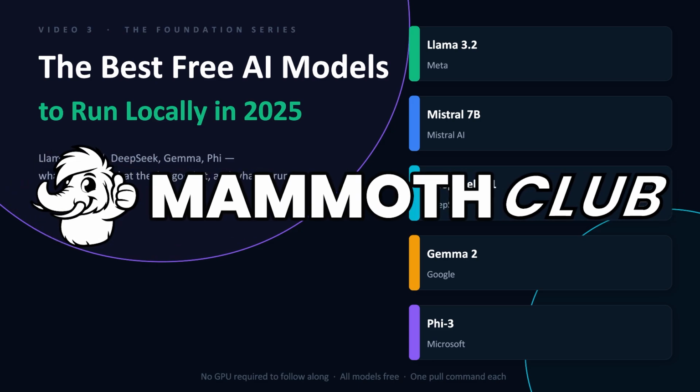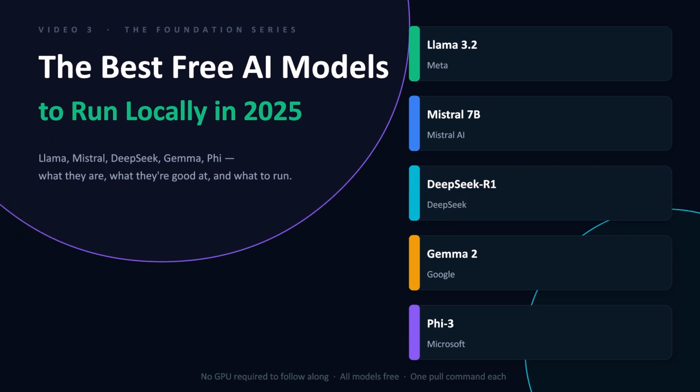Video 3. So now you have Ollama installed, you've pulled a model and had your first conversation. Now comes the question I get asked more than anything else. Which model should I actually be running? There are hundreds of models available, and most tutorials either ignore the question or give you a generic answer that doesn't help. Today we're going to fix that. 5 models, what they are, what they're actually good at, and how to choose between them.